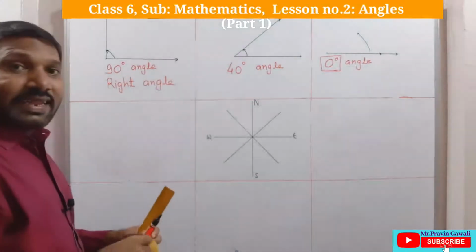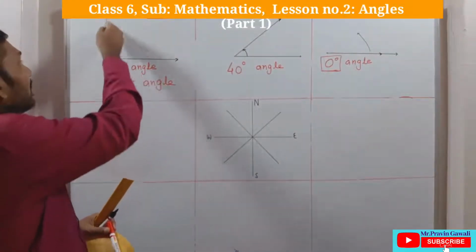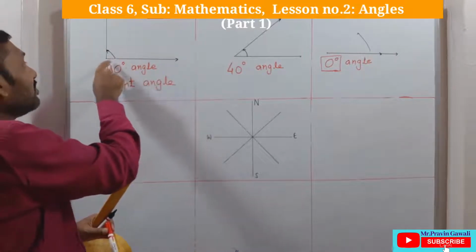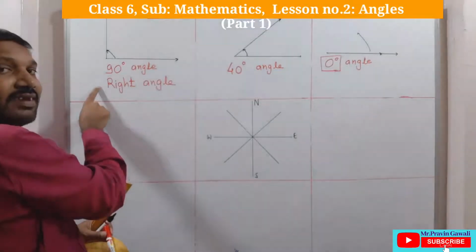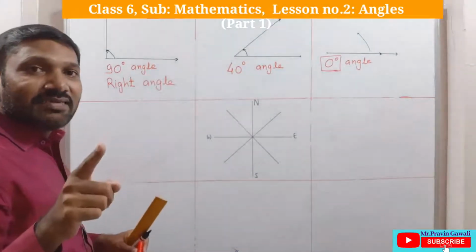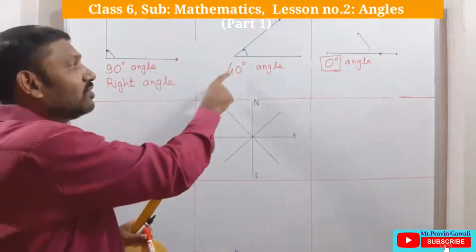If the line falls perpendicular on the plane line, this line is perpendicular to this line. So this is a 90 degree angle, and it is known as right angle. Okay, student, the angle which measures 90 degrees is known as right angle. Now I will tell you this one.